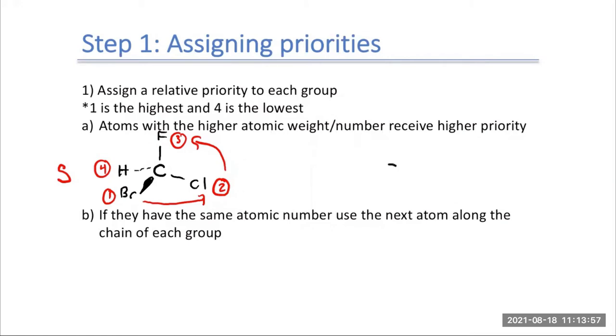So let's try another one. Say we have our carbon, fluorine, a methyl group, a deuterium, and a hydrogen. When we're trying to figure out the priorities for these groups, remember we're looking at the atomic weight or the atomic number. So hopefully you all know fluorine is our heaviest one. Carbon is next. And then we're kind of stuck here between hydrogen and deuterium.